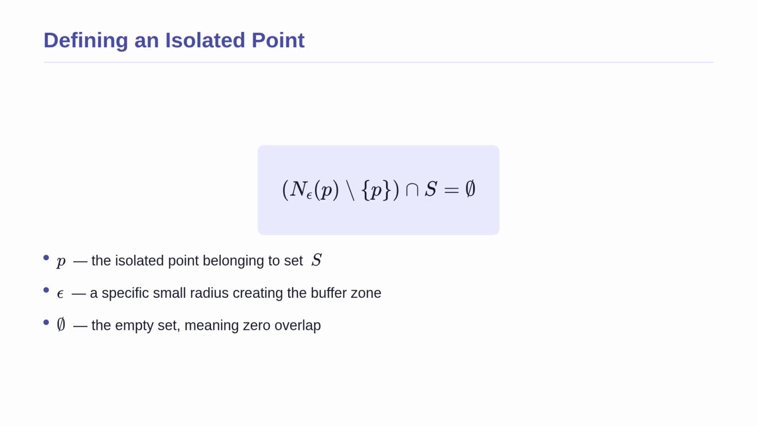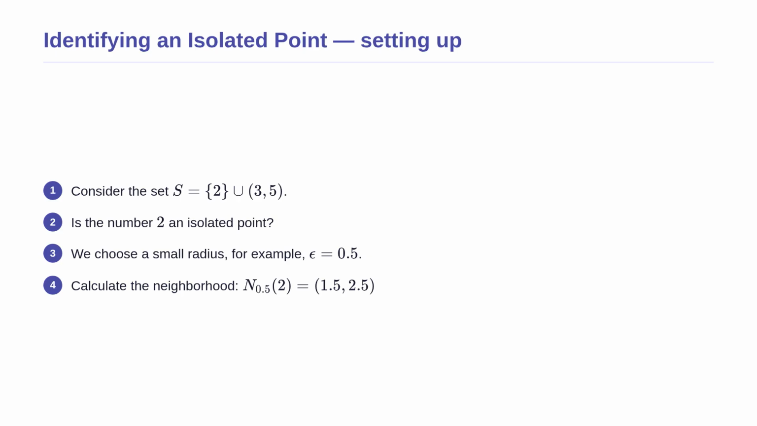If you can find even one single radius epsilon small enough to make this equation true, the point P has its personal space and is officially isolated. Let us test this formula with an example. Consider the set S containing the single number 2 plus all numbers strictly between 3 and 5. We need to test if the number 2 is an isolated point.